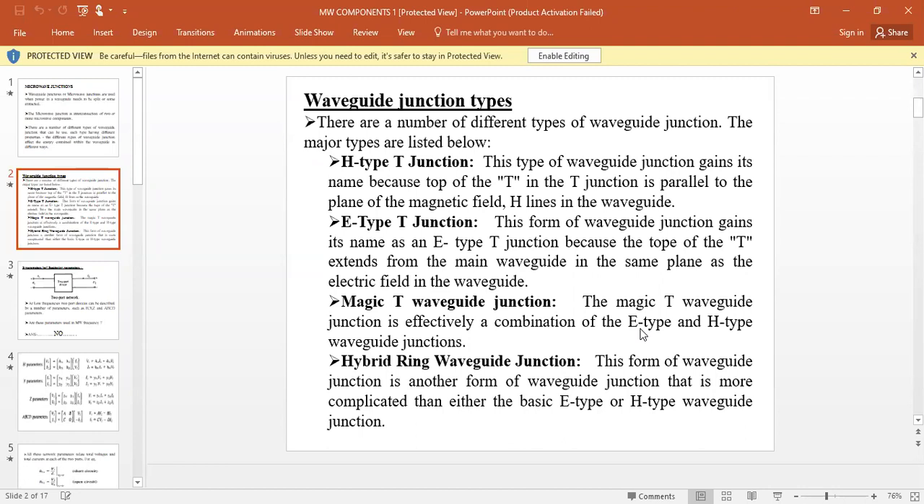And the E type T junction. Here, E and H are mentioned because here only magnetic field and electric field will exist. Magnetic field and electric field both will be combined, and then only the EM wave, the electromagnetic wave, will propagate into the waveguide. So based on that only it will be considered here. Okay.